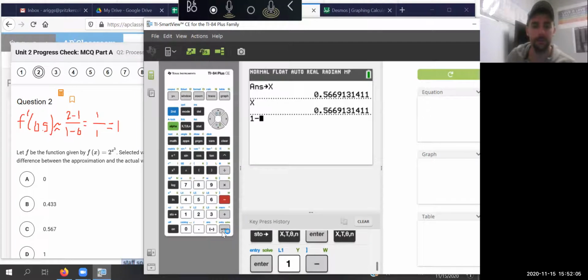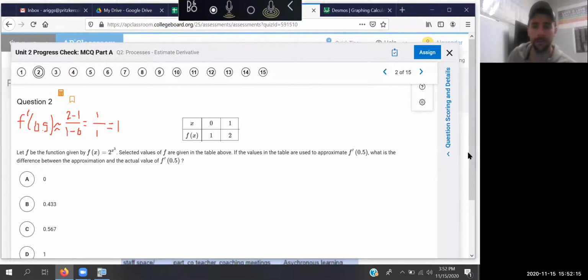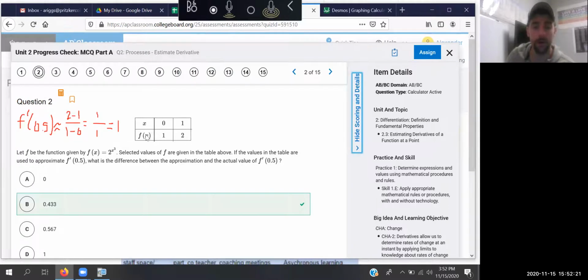Now I can do the difference between my estimation, which was 1, and the actual slope, which was 0.56. So I'm off by about 0.43, which is a pretty good error. So it's nice to have approximations to be in the ballpark, but we're pretty far off on this one. So the answer is going to be B because that's the difference between our estimation of 1 and the exact slope at that point, which is 0.56 approximately.